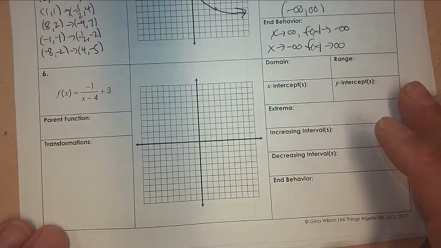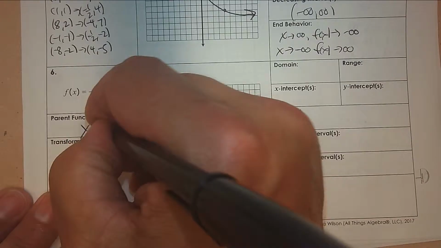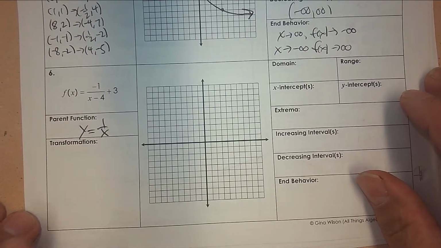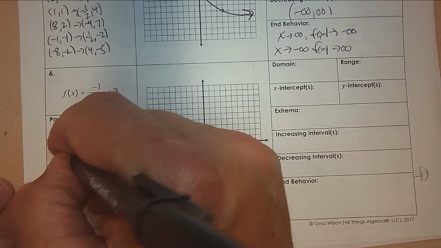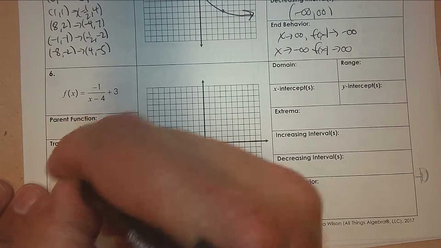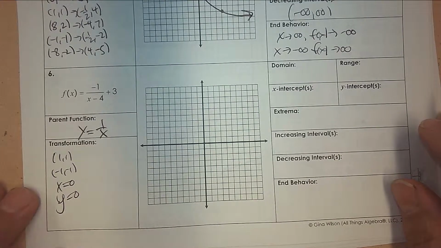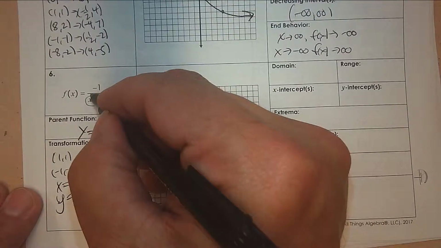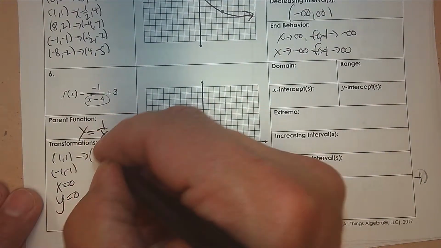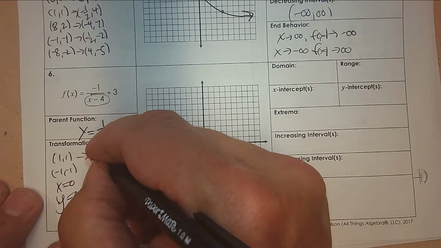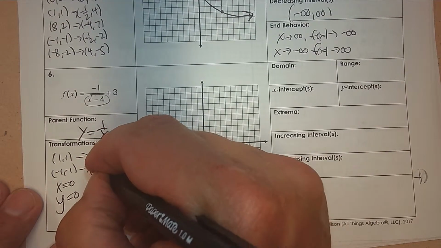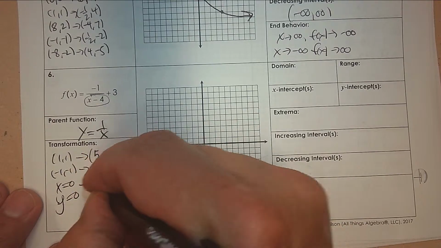What is the parent? It's the reciprocal, or the rational function 1 over x. So I'm just going to use the points 1, 1, and negative 1, negative 1, and the two asymptotes x equals 0 and y equals 0. What's in the denominator affects x. So I'm going to add 4, because it moves 4 to the right. That also affects the asymptote.